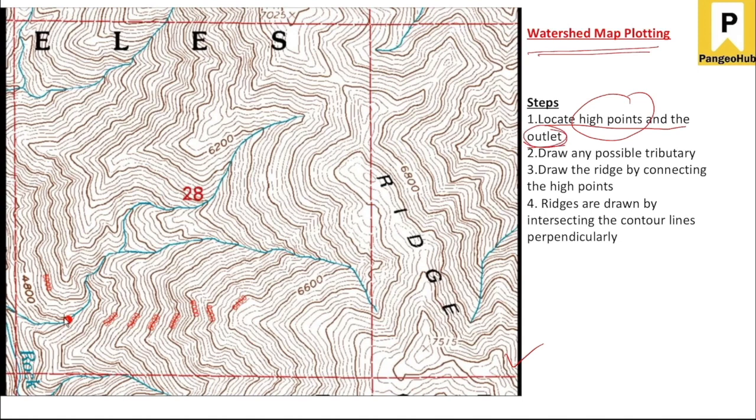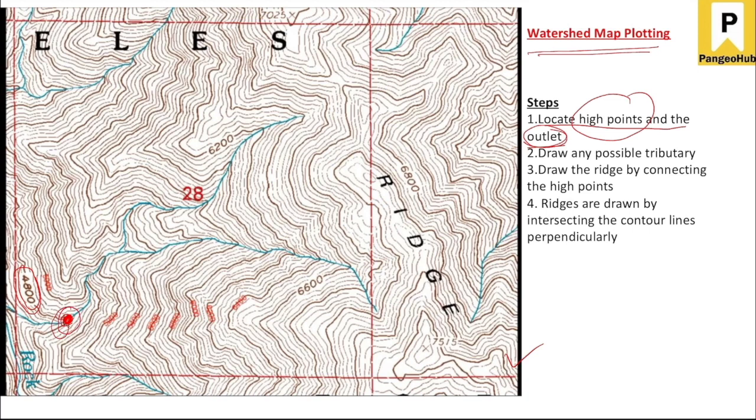Here, to determine the outlet, we go according to the value of the contour. Here it is appearing that 4800 is the minimum value of the contour elevation. That means there must be an outlet at this 4800 value. So at this red mark area, we find out that it is the outlet.